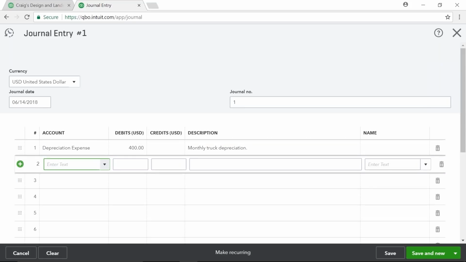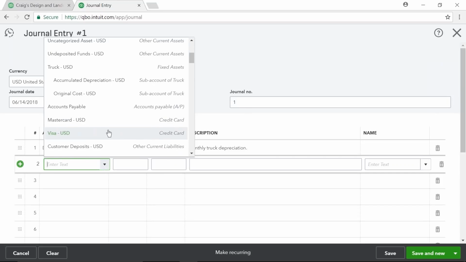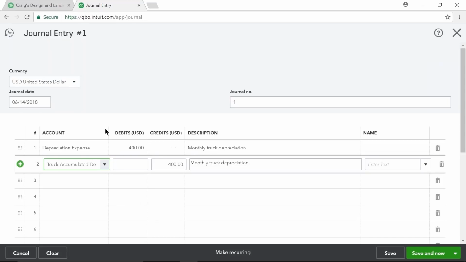And then in the line immediately underneath depreciation expense, I'm going to click my drop down arrow and choose the account that I want to depreciate. In this case, it's going to be a sub account underneath truck called accumulated depreciation. The reason depreciation is done is so that if you make a large purchase, you can spread the expense for that purchase over the course of several years so that you can reap tax benefits for more than just the one year that you bought it in. So basically, we're moving value out of the balance sheet and onto the profit and loss report so we can expense it over the period of several years.